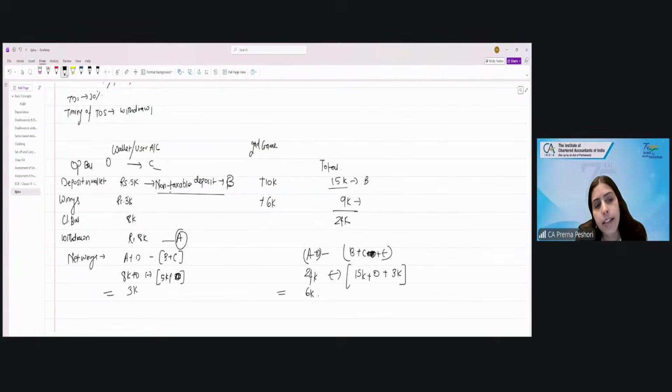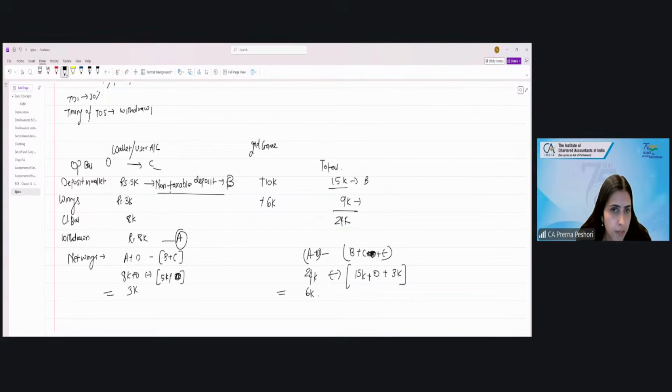And I have withdrawn the entire 8,000. So there is no closing balance. So 8,000 is A, which is my withdrawal amount, plus D is 0 because there is no closing balance, minus the non-taxable deposit B 5,000, plus C is also 0 because that is my opening balance. So what am I getting taxed on now, what is my net winning? 3,000.